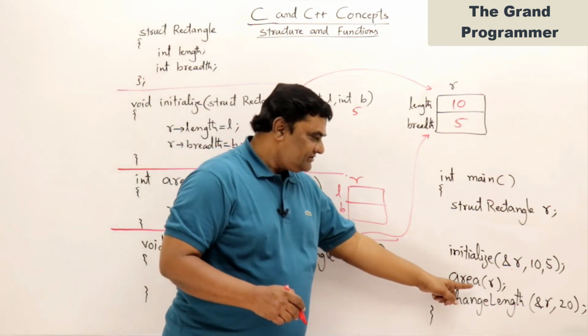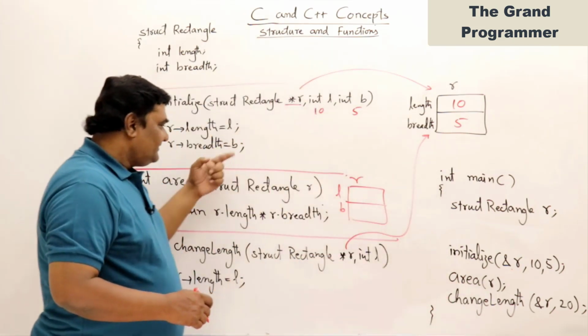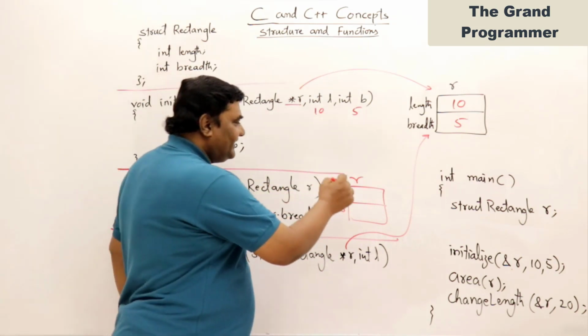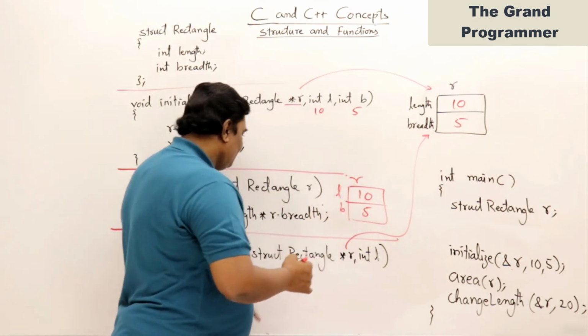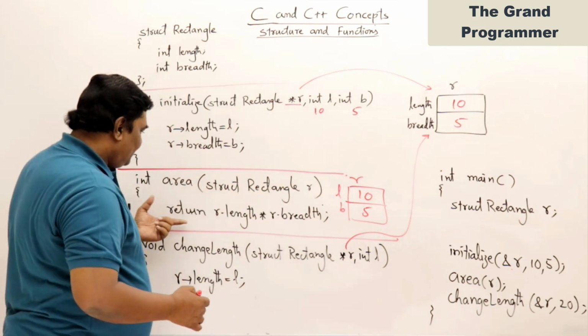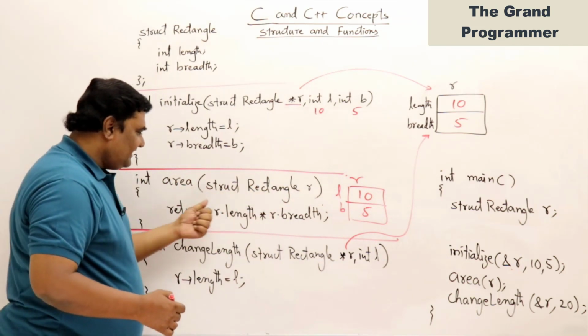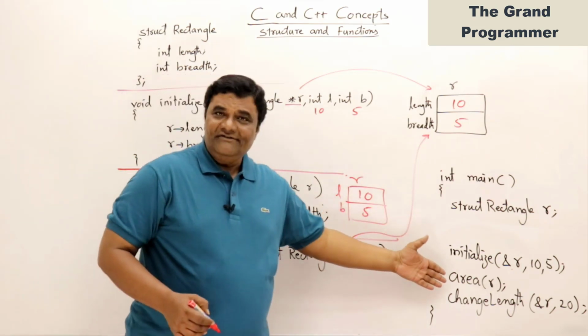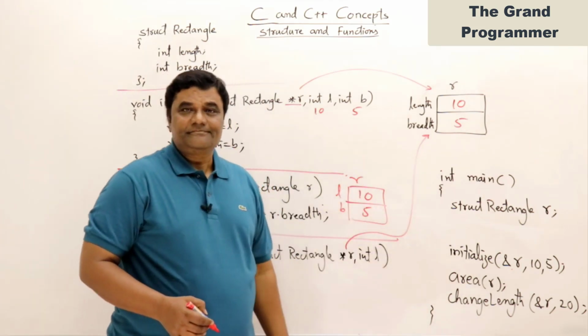Then back to the main function, call the area function. This is called by value. A new object is created for R, then 10 and 5 are copied, as it is taking call by value. Then it is calculating length into breadth, the area, and returning. So it returns an integer type, but I am not using that value, I just call the area function.